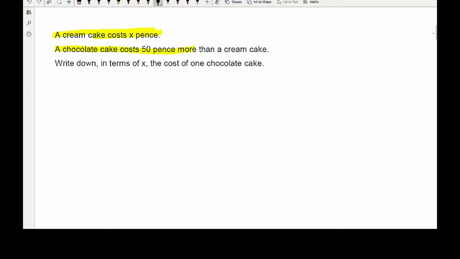So again, as I always say, think about it in terms of swapping the letters for numbers and ignoring the algebra. So we've got a cream cake and we've got a chocolate cake. Here we know that the chocolate cake is going to cost 50 pence more than whatever the cream cake costs. So if the cream cake costs £1, then the chocolate cake would cost £1.50. If the cream cake cost £2, then the chocolate cake would be £2.50.